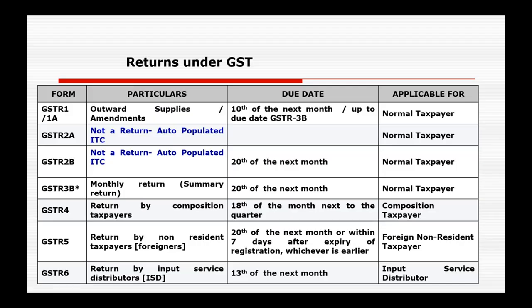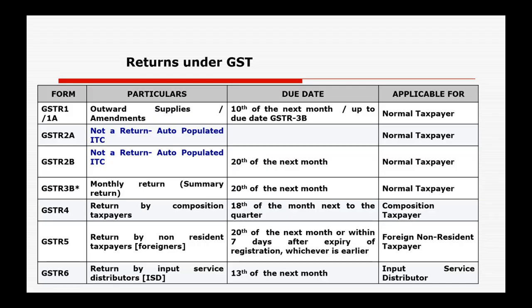Sorry, inward supply will be reflected in the GST 3B, and HSN wise details has to be given, invoice wise details has to be given, and that will be filed by 10th of the next month. And previously the GST 1A was not there. The difficulty is this: GST 1 cannot be revised.